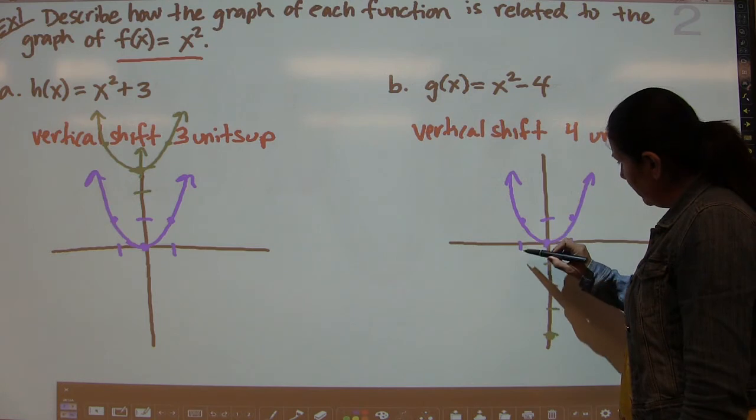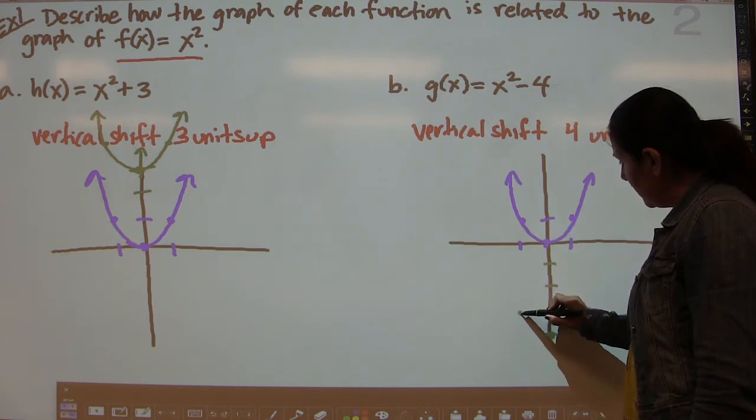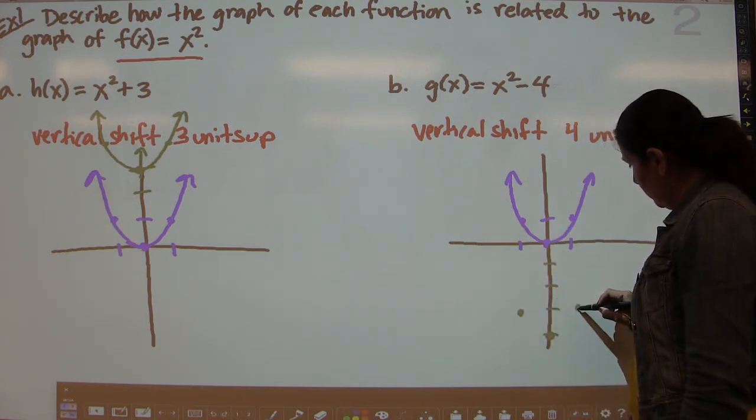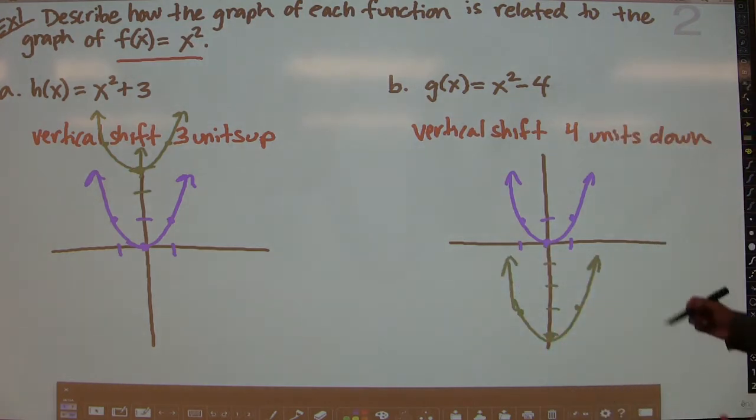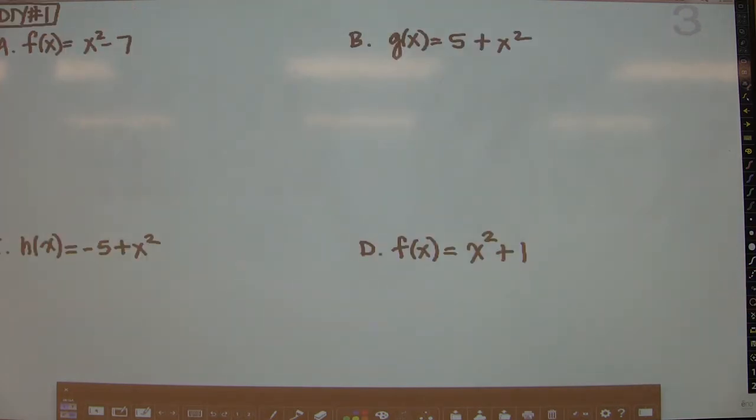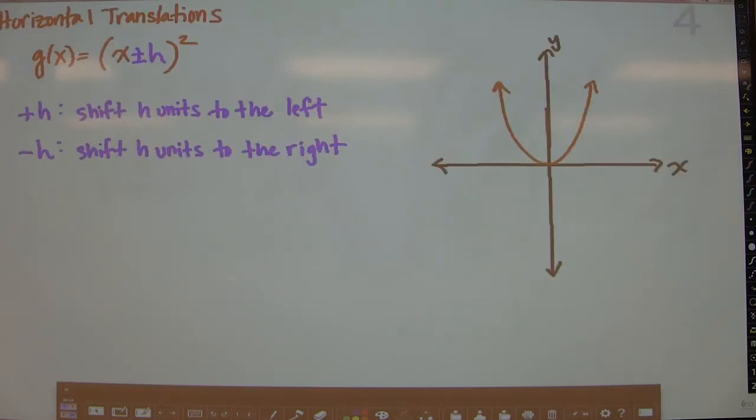This point will go 1, 2, 3, 4 units down, and 4 units down, and you get the same graph shifted 4 units down. And that's basically how quick you can graph these functions. So now we'll have you try these, and then we're going to go to a horizontal translation.